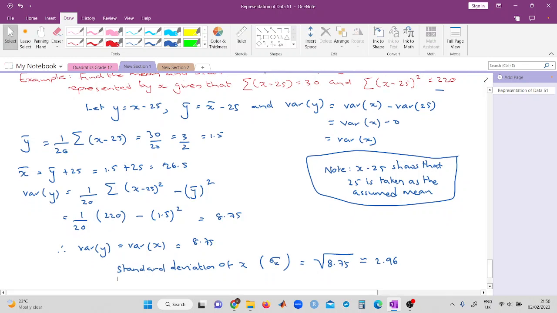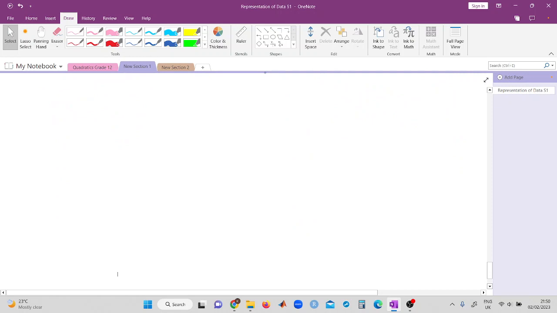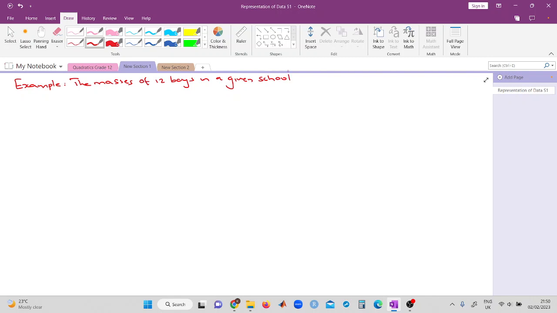Ok. Next example maintenant. So this one, the masses, another example. So the masses of 12 boys in a given school are summarized by summation of x equals to 550 and summation of x squared equals to 35 000. Ok?